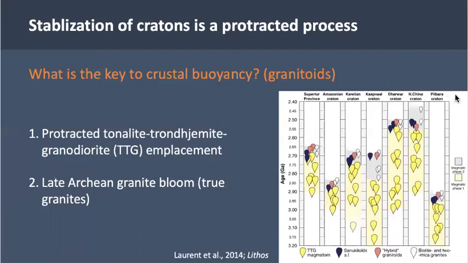What they're trying to highlight here is that TTGs, the thing that I mentioned before, these sodium-rich granitoids, fall into these yellow phases here. And that TTG formation lasts quite a long time in these Archean granite or cratons. And then ultimately, there's a transition to the emplacement of late Archean granite blooms, and that's these last magmatic phases here, kind of tying up craton formation in these areas.